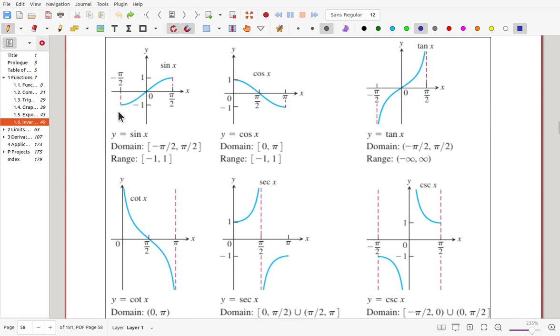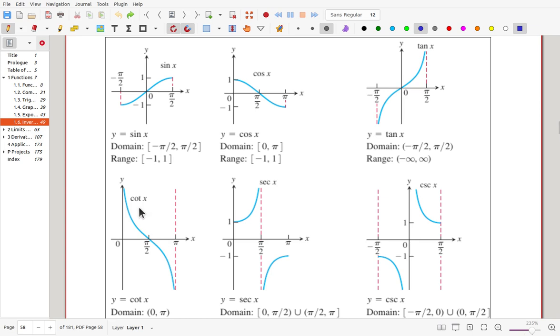Now y equals sine x will be periodic here. But if we restrict the domain from minus pi over 2 to pi over 2, then it becomes an increasing function. Same way, if we restrict the domain from 0 to pi for cosine x, then it is a decreasing function. For tangent, from minus pi over 2 to pi over 2, excluding boundaries, in this region tangent x is an increasing function.